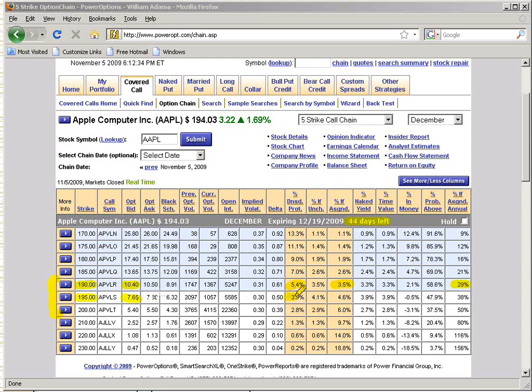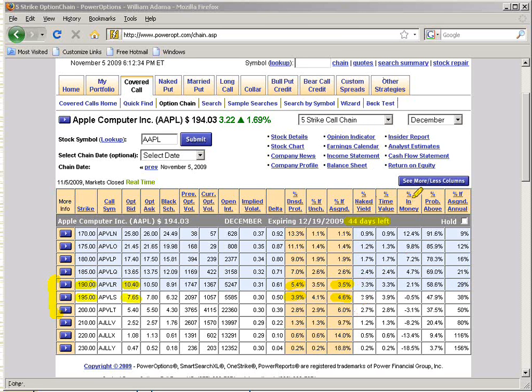If I sold this call, I'd have a 3.9% downside protection, so slightly lower than what we saw with the in-the-money position, but my potential return if assigned is higher. I can make 4.6% maximum return. That is if and only if Apple's trading above 195 at December expiration.